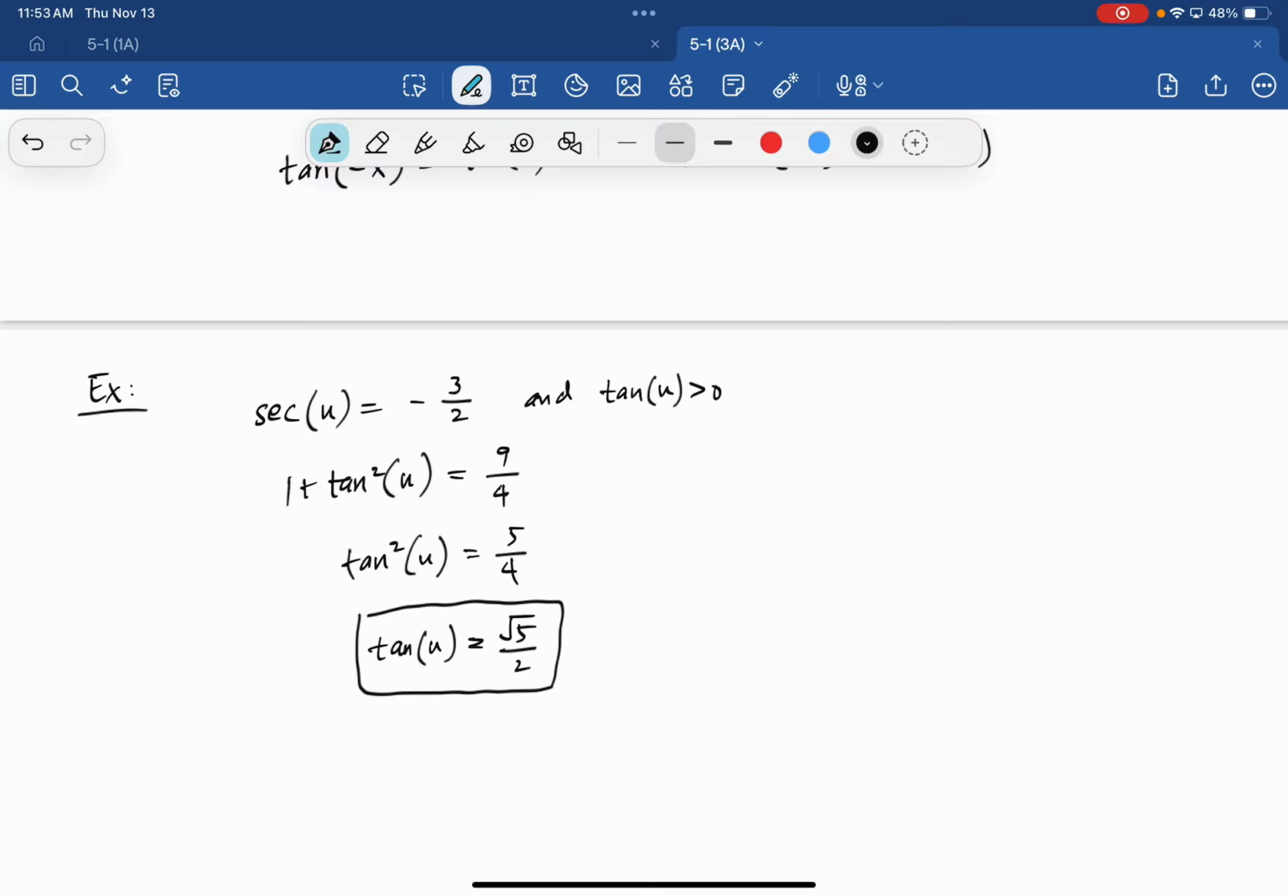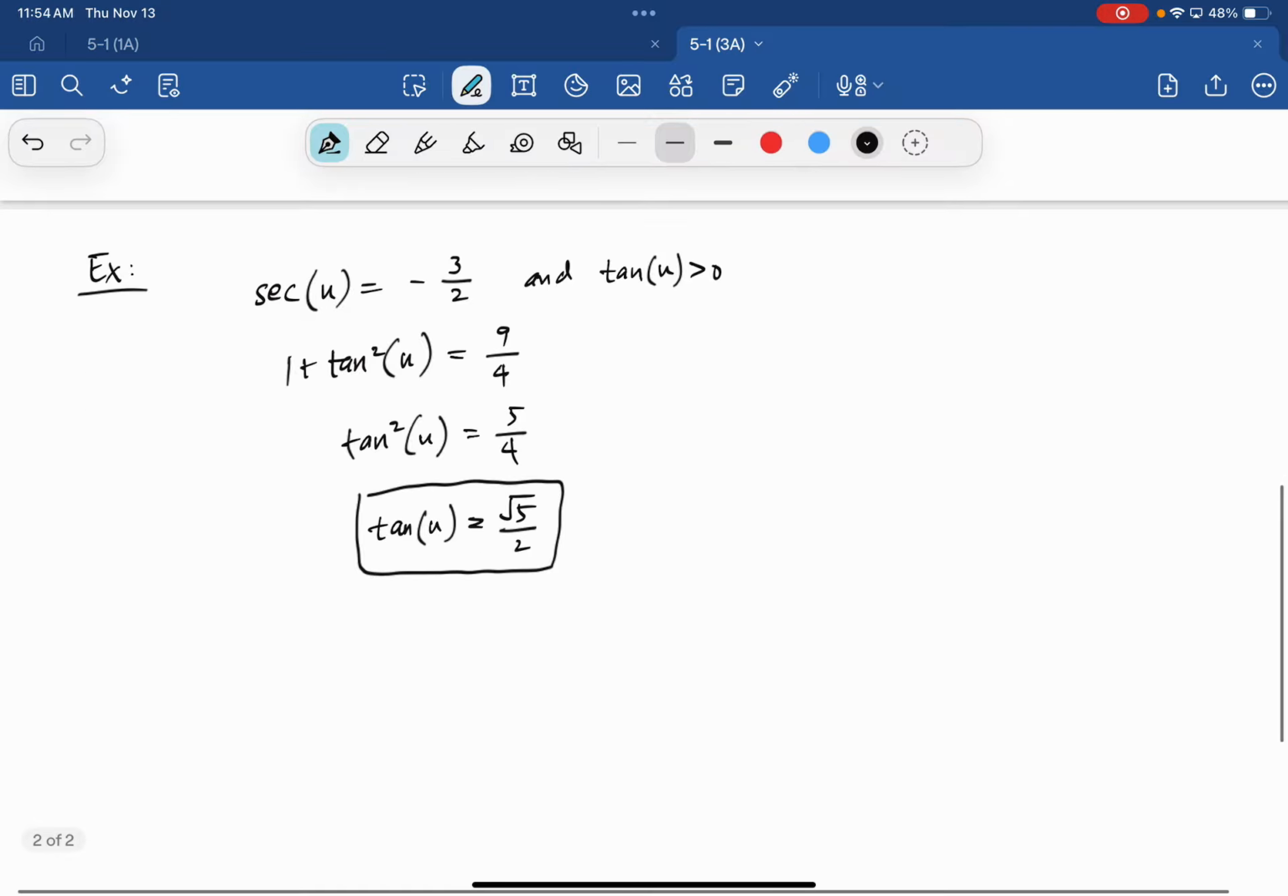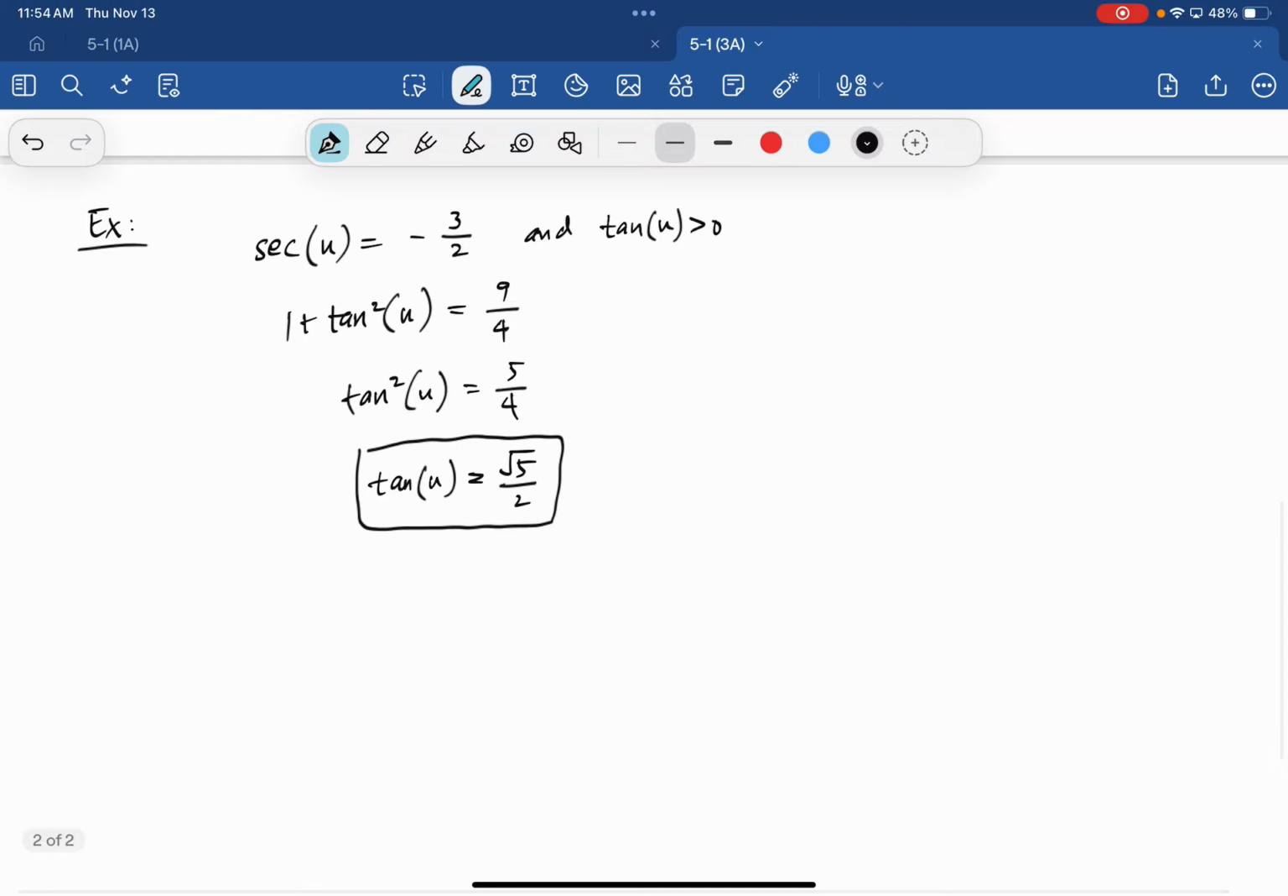√5/2. Is it wrong? Gotcha. Okay. Secondly, if secant is -3/2, well, that means cosine is also very easy to find, right? Cosine u is simply going to be the reciprocal of that, which is -2/3. Okay, so that's 3 functions, 3 to go.